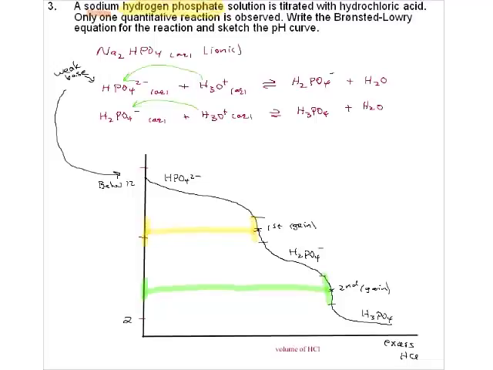And you notice here that there's two different volumes. As I drop down my curve, this is going to be the volume for the first one. This is going to be the volume for the second one. So this guy's going to be the pH for the second one, and this the pH for the first one. So we want to be really careful when they ask us these questions. Are they talking about the first equivalence point, or are they talking about the second equivalence point? Because it's going to matter.